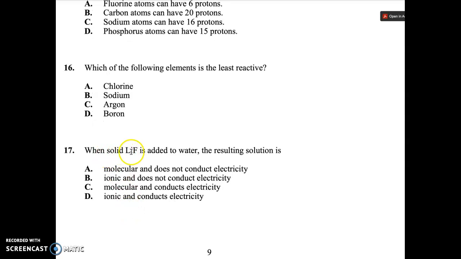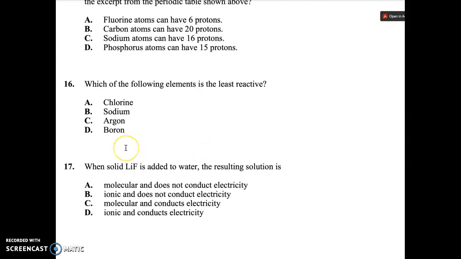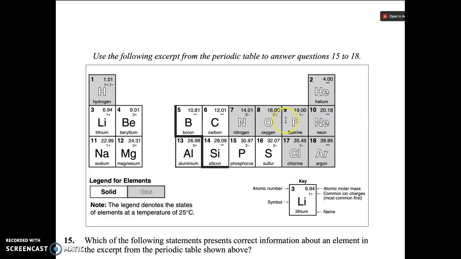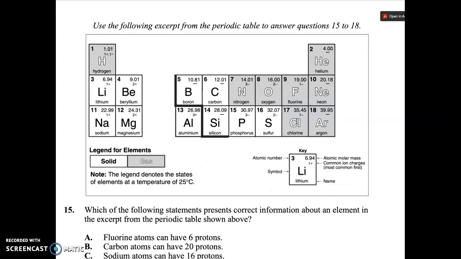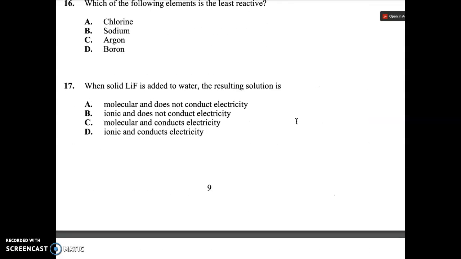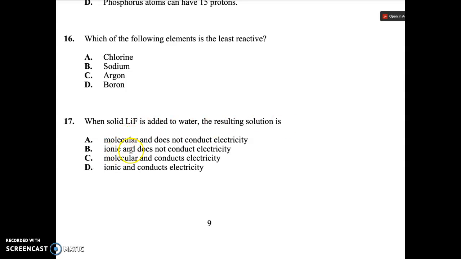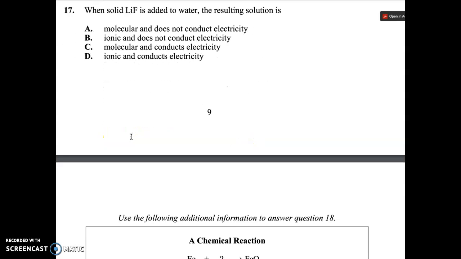When solid lithium fluoride is added to water, that'll be exciting hopefully. We have lithium, a metal, and fluorine, a non-metal, and those react. It's going to be ionic, and it should conduct electricity. Molecular ones usually don't conduct electricity, and those would be two non-metals put together.